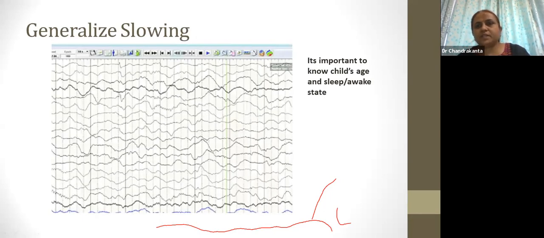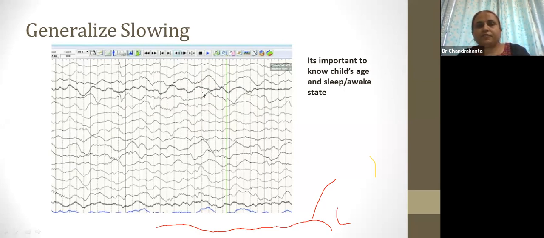And then there can be generalized slowing of the EEG. Focal slowing we get mostly in focal pathology of the brain. Generalized slowing we get in cases of encephalopathy. But before saying that there is slowing of the EEG, we should know the child's age and whether the child is sleeping. Like this EEG, this EEG is showing delta waves. Delta waves in an awake EEG are abnormal. It is a slow wave. It indicates that there is some problem.